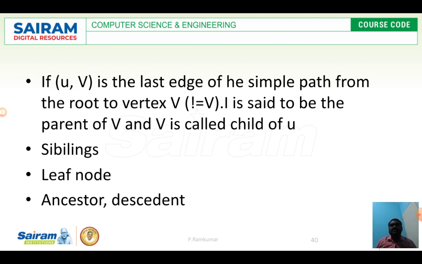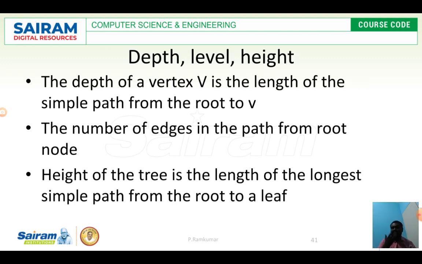The next one is siblings. Siblings means two different nodes have the same parent, like our brothers and sisters are siblings. A leaf node means a node which does not have any child. Ancestor means our parent is an ancestor, and a child is a descendant. In the case of ancestors, the root node will be the ancestor, and all the child nodes will be considered descendants.